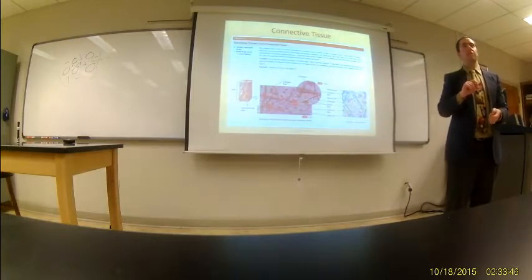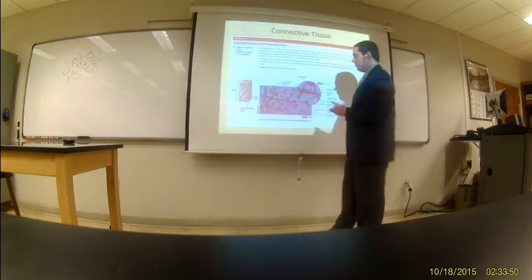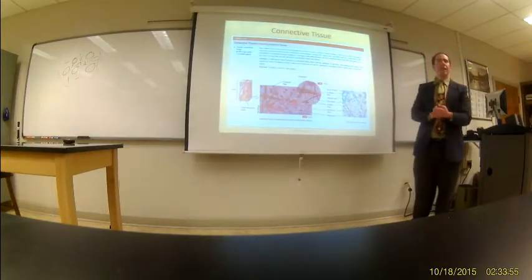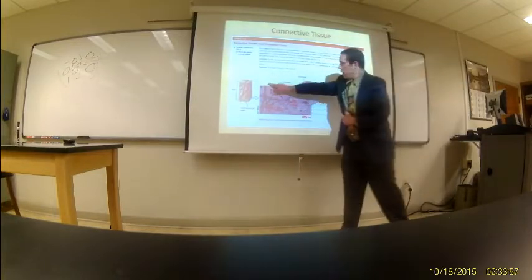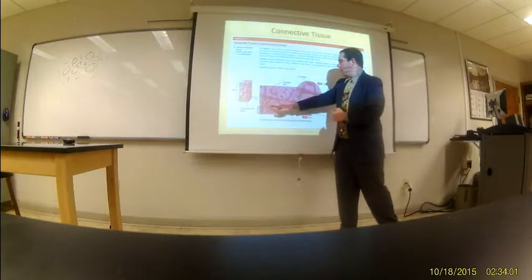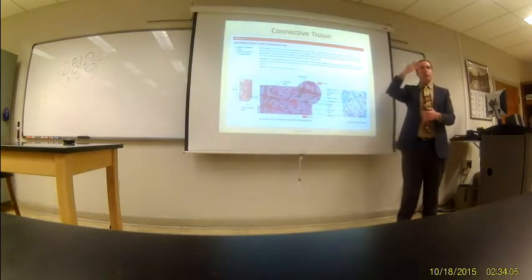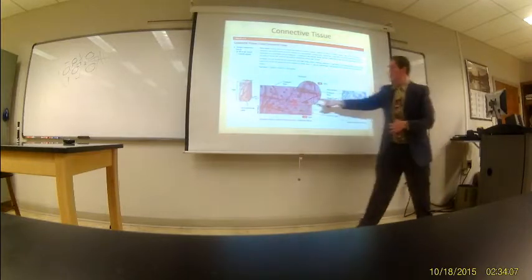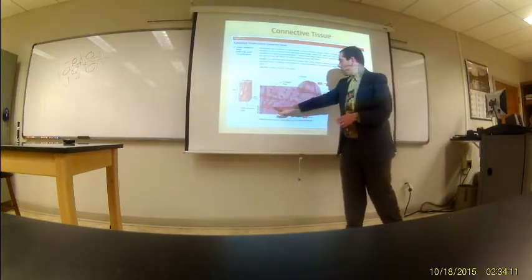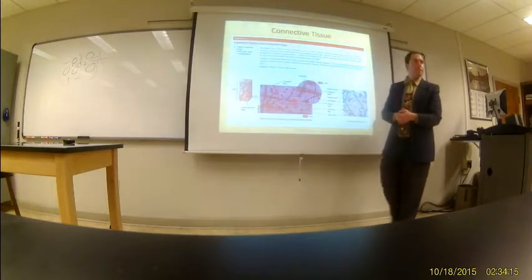Fibroblasts. So we have fibroblasts and we have fibers. But you can probably see that there are a couple different types of fibers here. There are large ones like this, and then there are these little squiggly ones that look like an eyelash on the microscope slide. The big ones are collagen. The small squiggly ones are elastic fibers.